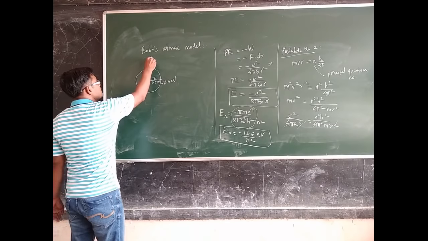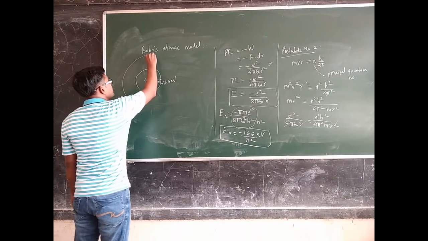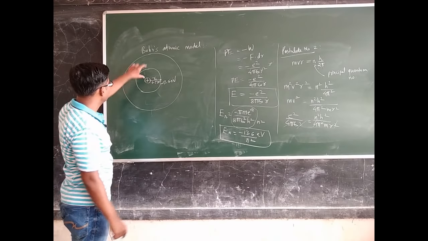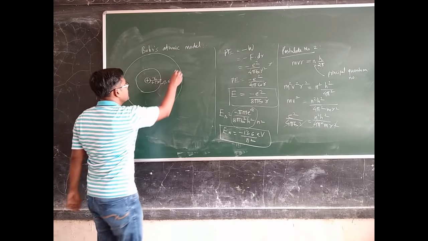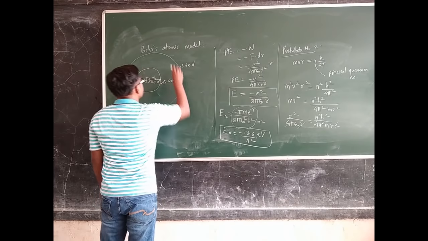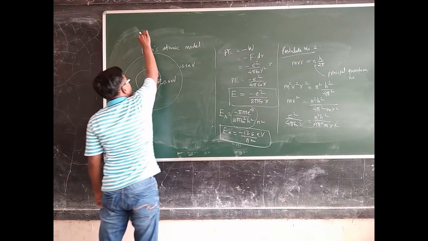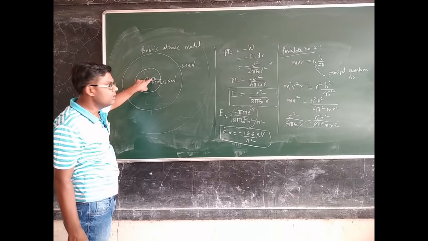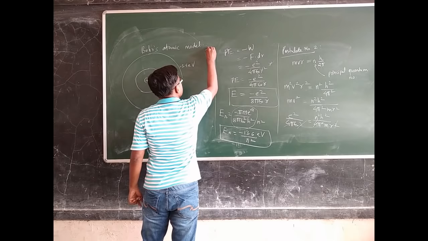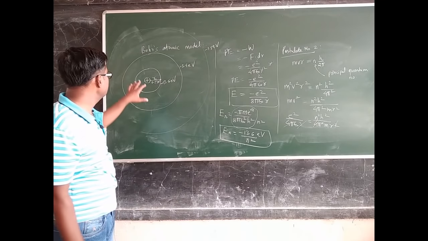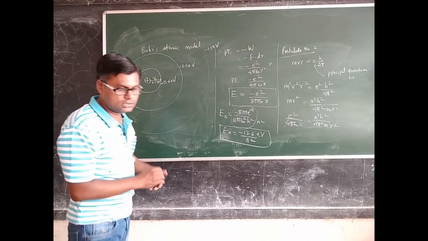When the electron is in the second orbit, its radius would be 4 times this r0, and its energy will be equal to minus 3.4 electron volt. When it is in the third orbit, its radius will be 9 times r0, and its energy would be minus 1.5 electron volt. So you can represent the atom in this particular picture.